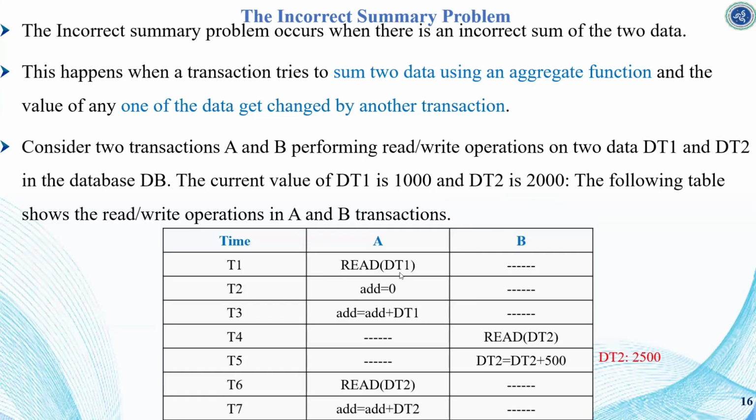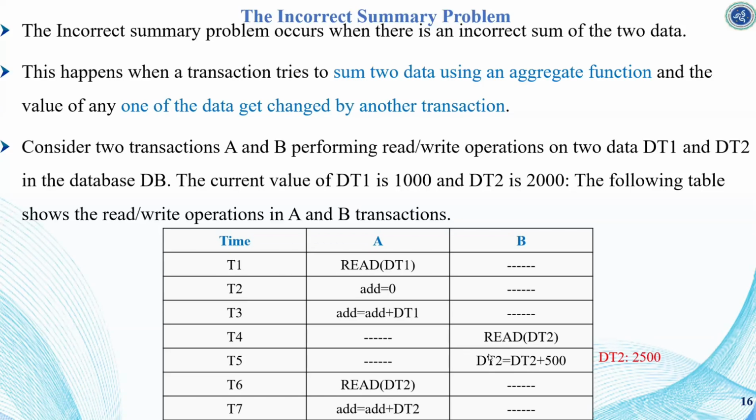T1 എന്ന് പറയുന്നത് റീഡ് ചെയ്യുക. So transaction A, that is transaction 1, reads DT1. So 1000 is read here, right? At the next time instant, transaction A adds the value. So initializing the add variable to 0, now I am adding DT1 to the add variable, so 1000 is in the add variable.